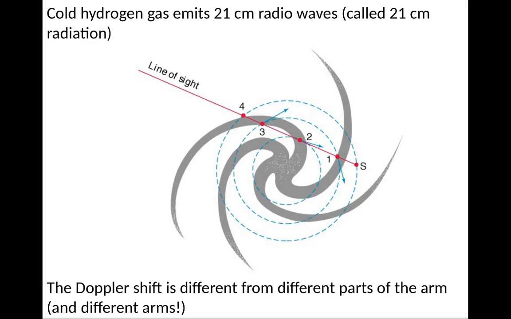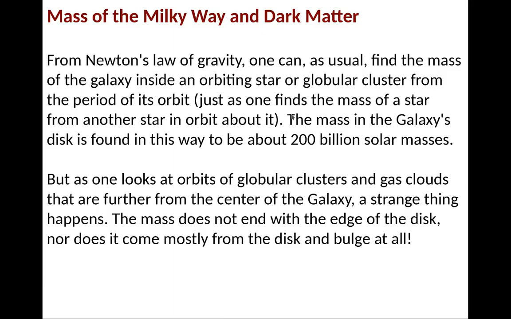It's one of the most interesting ways of detecting hydrogen in the universe, which is basically ubiquitous. If you're looking at different parts of the galaxy as it rotates around, you're going to see different Doppler shifts in that 21 centimeter radio wave. Each one belongs to a different arm and has a different velocity associated with it.